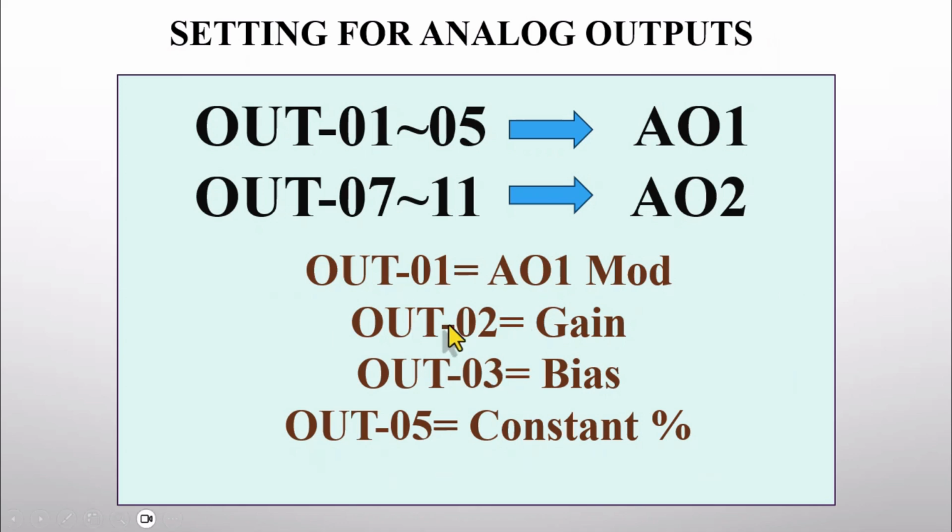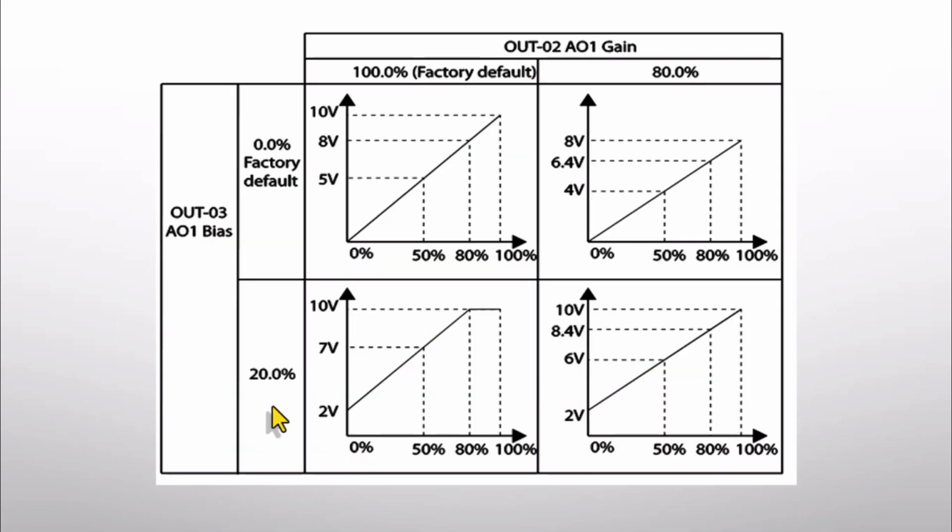The next parameter, OUT-02, is gain, OUT-03 is bias, and OUT-05 is constant. So what do gain and bias mean? According to the diagram you see, if you set your gain parameter in OUT-02 to 100%, now that's based on frequency. Here, when your frequency reaches 100%, for example, if in DRV-20 you have set 50 and your frequency is 50, if your gain is at 100%, you'll have 100% of the output voltage at the analog output, which would be 10.